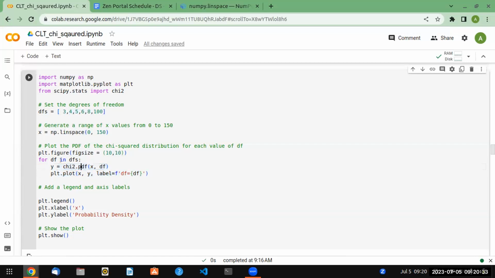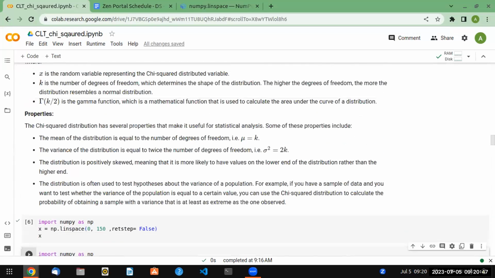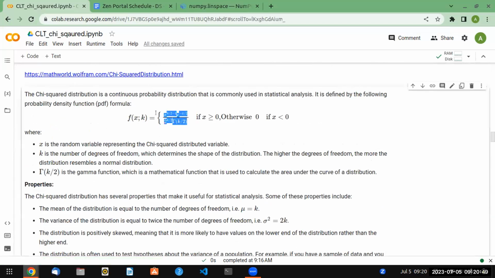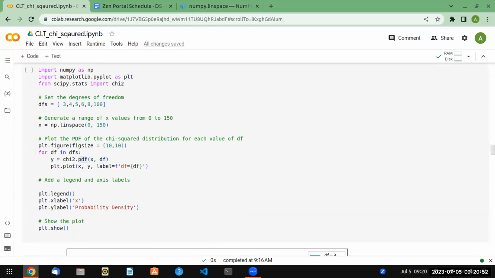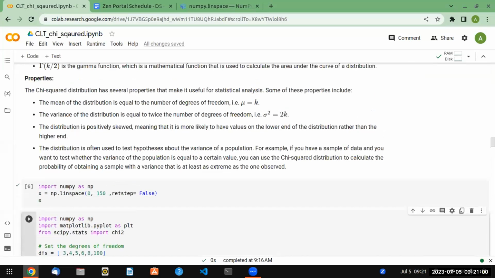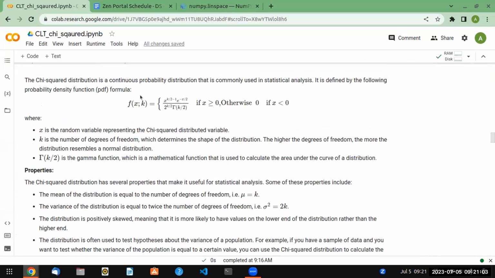If you see here, in the first loop, y equals chi2.pdf. That means the pdf function of this. See how I'm calling that mathematics here. This whole equation I am executing by calling chi2.pdf. This function takes how many arguments? X and k. And we have all these things. For X we have linearly spaced numbers, k we also have in the list, right?